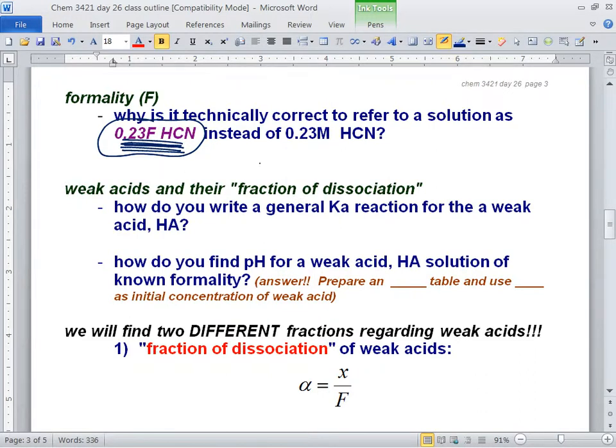Weak acids and their fraction of dissociation. How do you write a general Ka reaction for the acid HA? How do we do that again, Desiree? A Ka reaction. What goes to what?